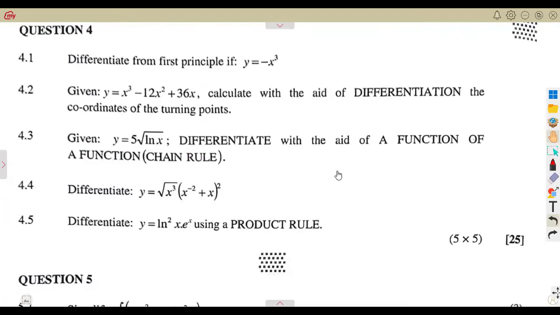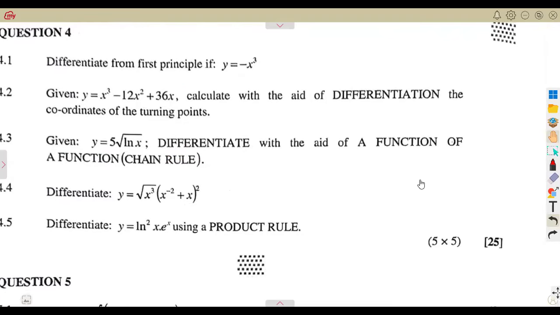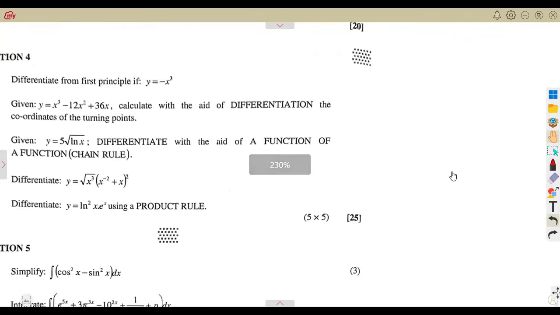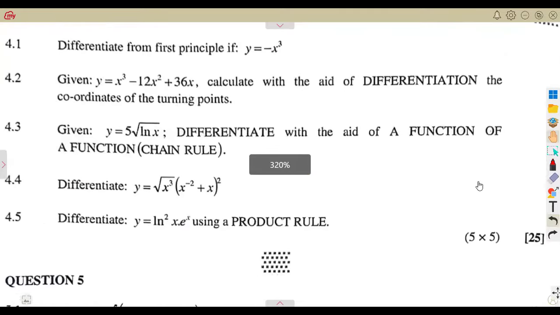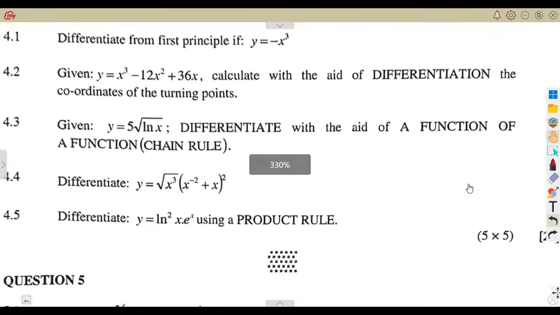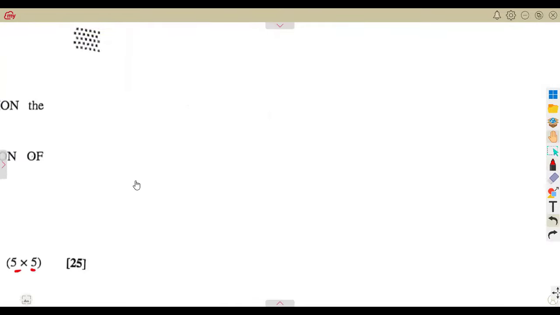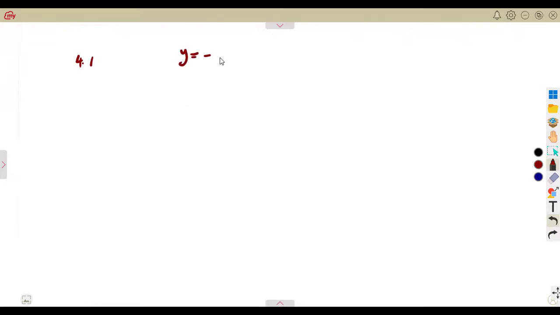Differentiate from first principles. Oh, they just wrote the marks. I'm now surprised, guys, where are the marks? I'm trying to zoom in as much as I can. Okay, there is 5 times 5, which means each is 5 marks, which is fine. So differentiate from the first principles, y is equal to minus x cubed. So this is what we had: y is equal to minus x cubed.